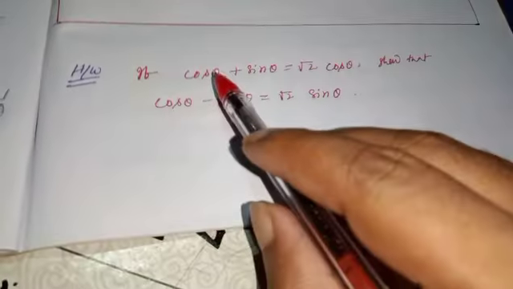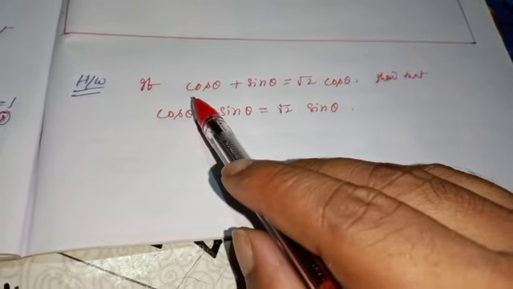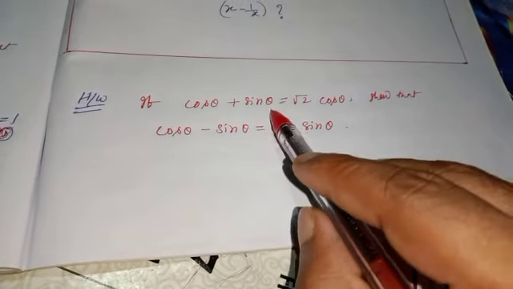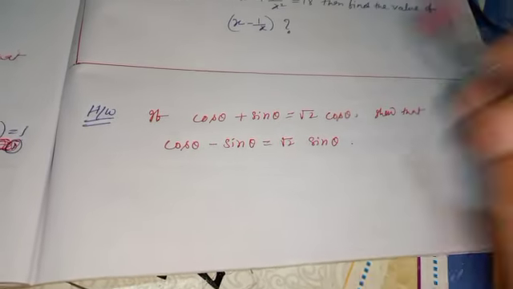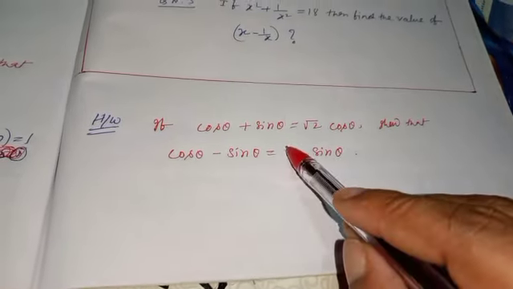Okay. Same type of question I have given here as homework. Please complete this homework and submit in the evening. If cos theta plus sin theta is equal to root 2 cos theta, then prove that cos theta minus sin theta is equal to root 2 sin theta. This is your homework.